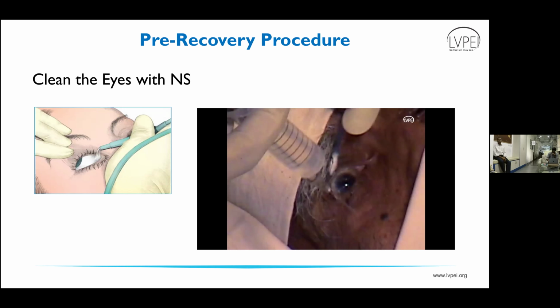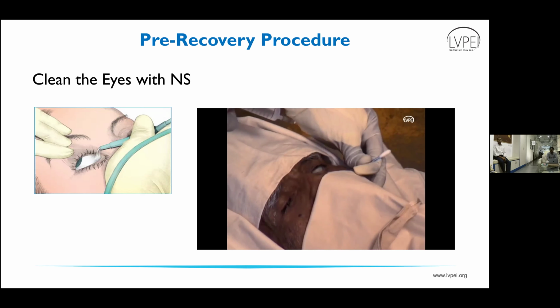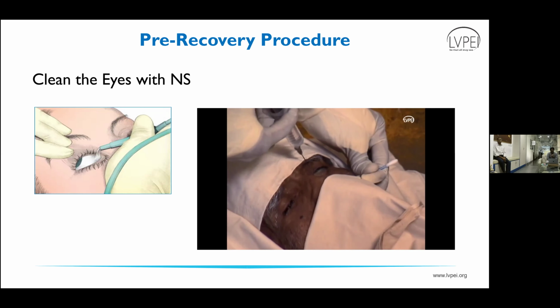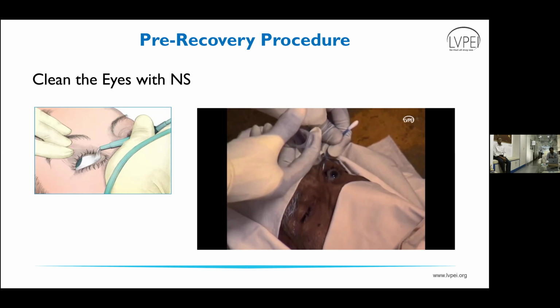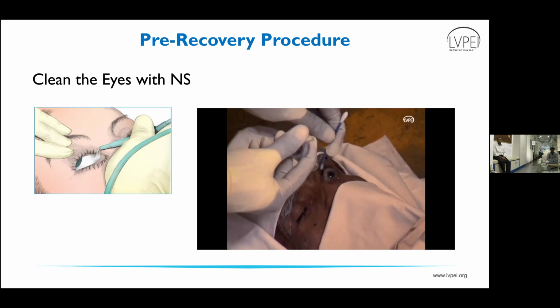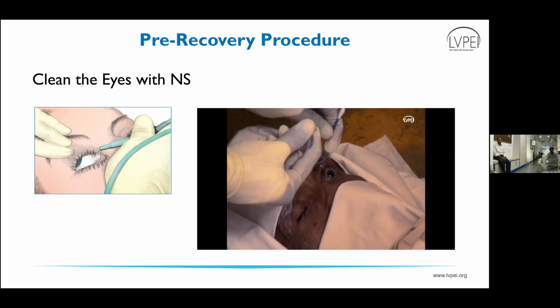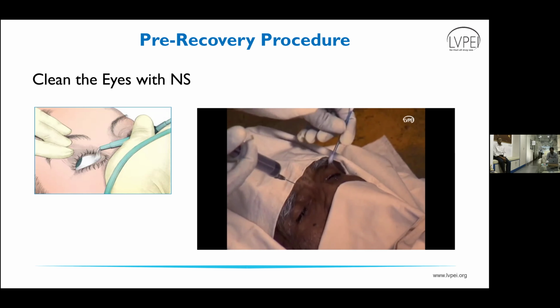We need to take the normal saline in a syringe, or if the 100 ml normal saline bottle is available, you can use that straight away. You can wash the eye thoroughly, the lower conjunctival sac and upper conjunctival sac, and all the debris, dust and particles should be flushed off from the eye, right?